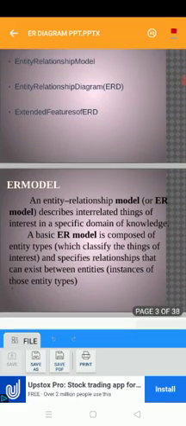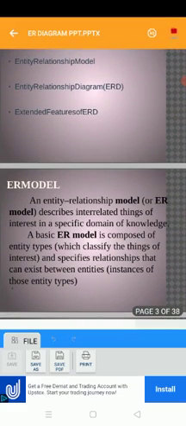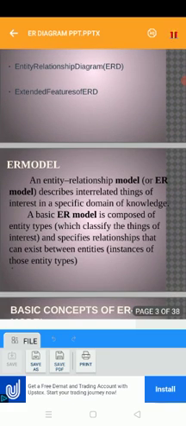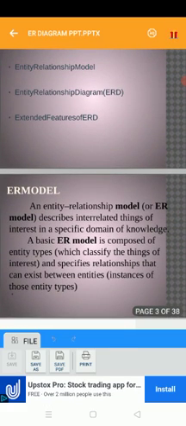First we discuss the ER model. ER model means entity relationship model, or shortly we pronounce it as ER model. It describes interrelated things of interest in a specific domain, such as a college. A basic ER model is composed of entity types, which classify the things of interest, and specify relationships that can exist between entities, instances of entities. It briefly explains entity and relationship.